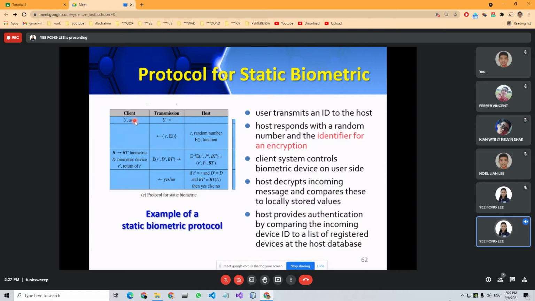Then the client side might encrypt the biometric signal. At the host side, the incoming message will be decrypted, and then a comparison needs to be done before the user is able to be authenticated.